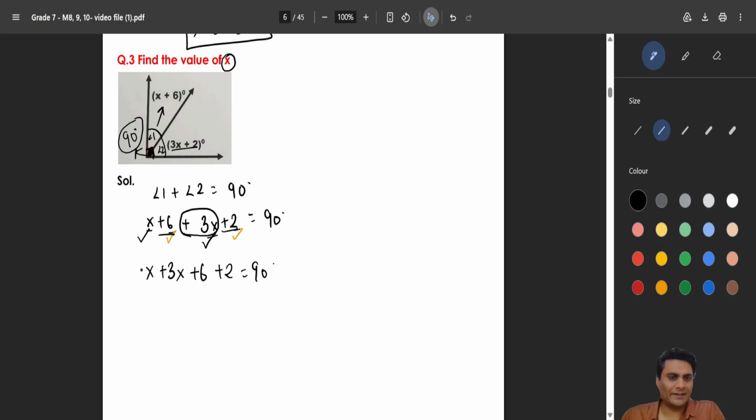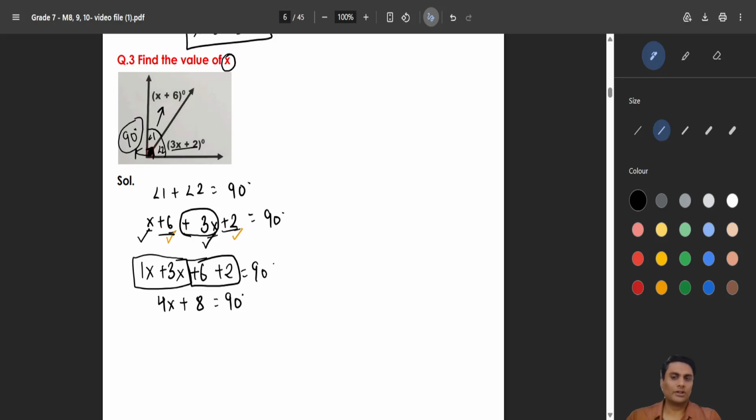Now with the x here there is no number. If there is no number, it means 1 is always there. So 1x plus 3x, 3 plus 1 is 4, and this is 4x. Plus here I have 6 plus 2, 8, equals 90. Now this is an equation.